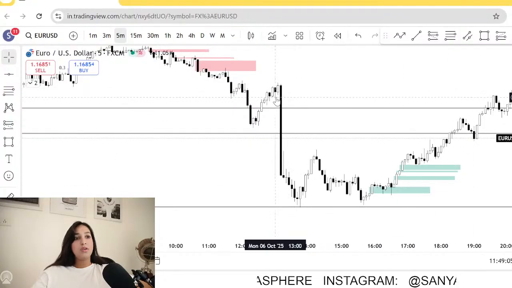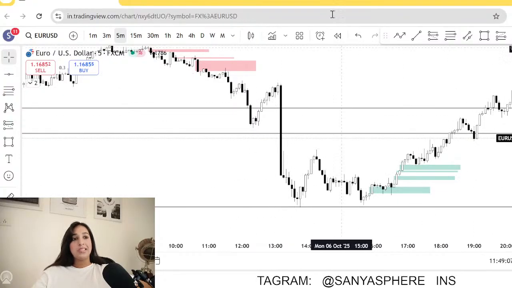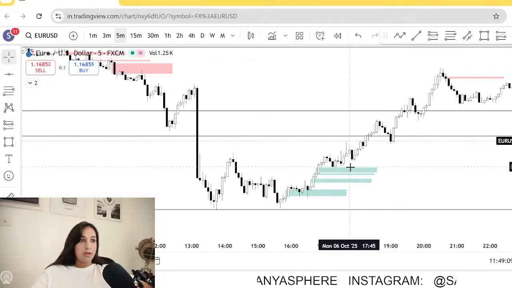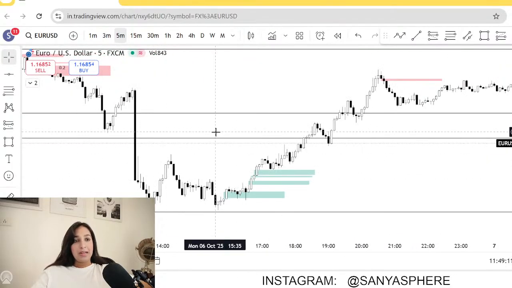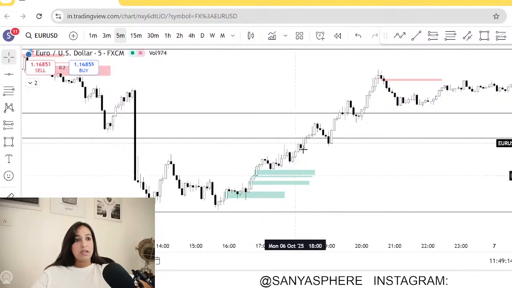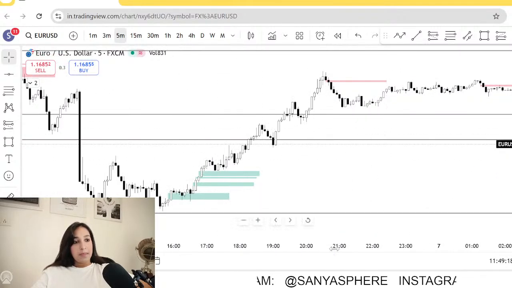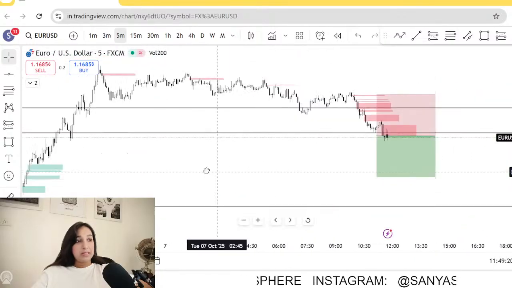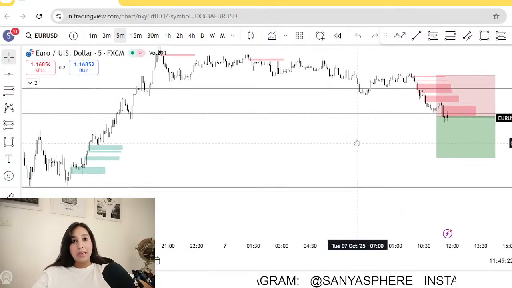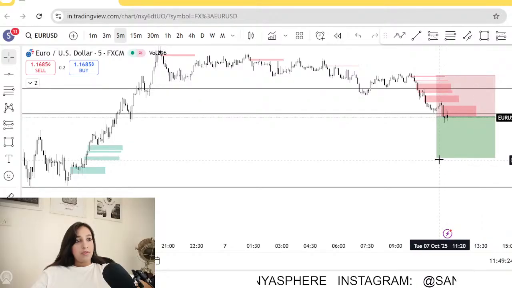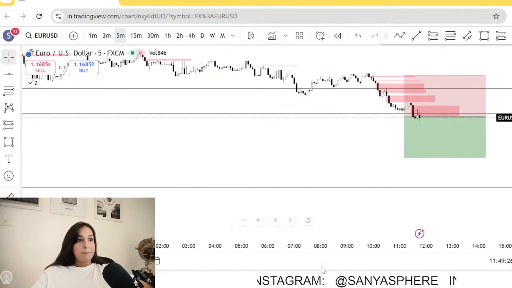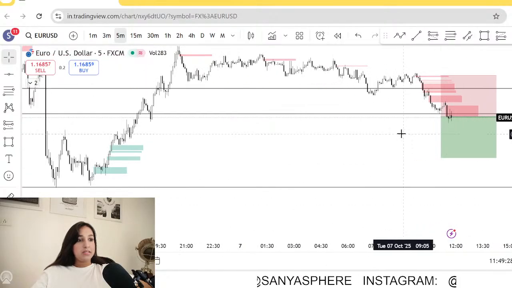So there's a huge imbalance because of this candle formed. And to fill this imbalance, this range right over here formed, which was a trend line liquidity. And now I'm expecting this trend line liquidity to be taken out right from here. Let's see what happens.